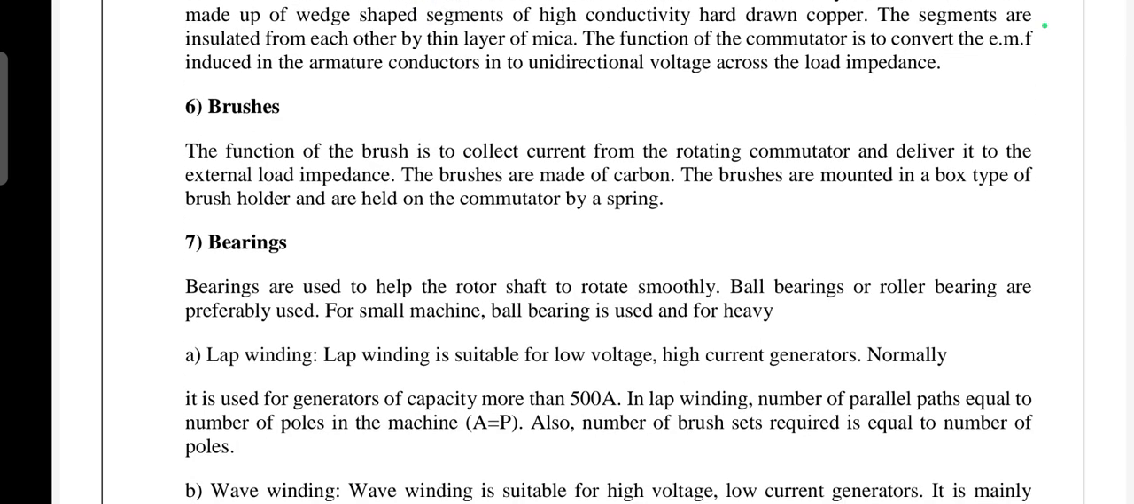The sixth one is brushes. The main function of the brush is to collect current from the rotating commutator and deliver it to the external load impedance. The brushes are made up of carbon material, mounted in a box type brush holder and held on the commutator with the help of a spring.